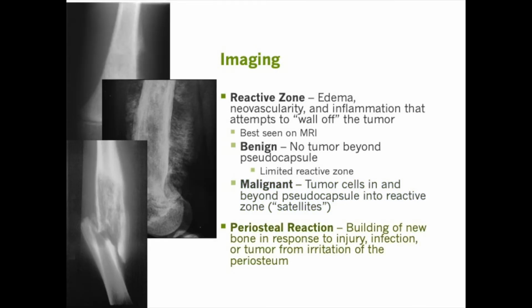The other thing we talk about on imaging in terms of signs of aggressiveness is periosteal reaction, presence or absence of it. You can have soft tissue tumors that secondarily invade bone and will incite a periosteal reaction, and you can have primary bone tumors that will incite a periosteal reaction. It's essentially the building of new bone in response to injury, infection, tumor, whatever irritates the periosteum.